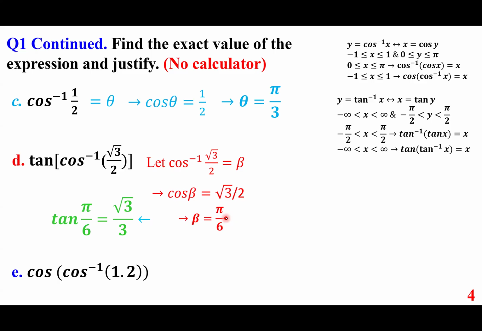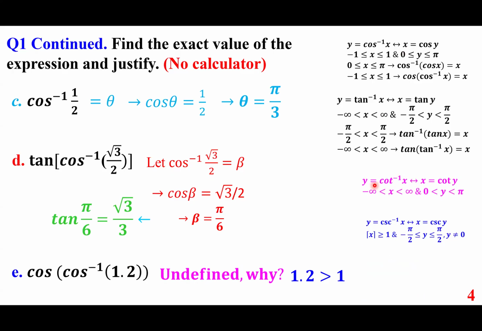Cosine of cosine inverse of 1.2. Remember, 1.2 belongs to the domain of cosine inverse. If so, the answer is 1.2. But it's not, it's undefined. Why is that? Because x must be between negative 1 and 1. 1.2 is larger than 1, so that's why it doesn't exist. It's undefined. So again, we wrote the cosine inverse, we wrote the tan inverse.